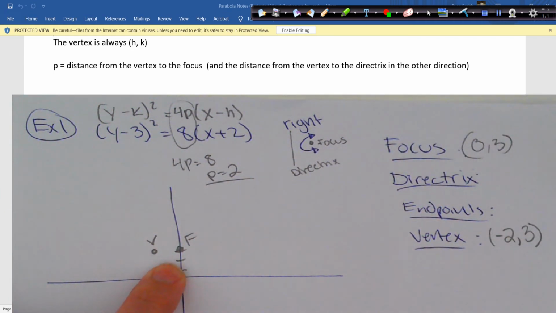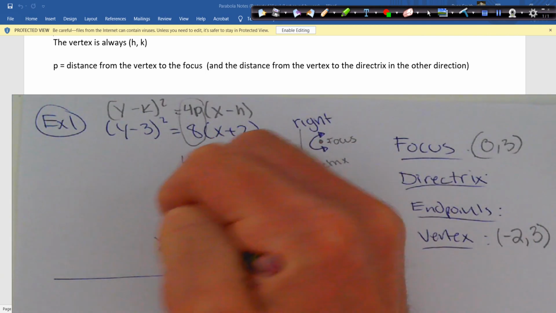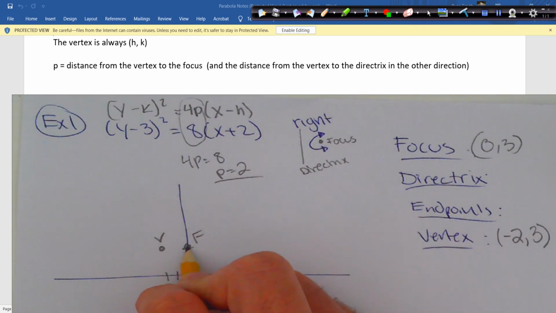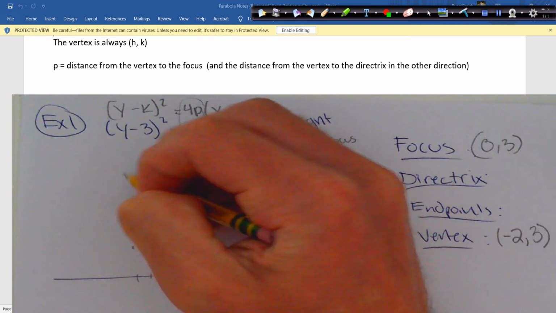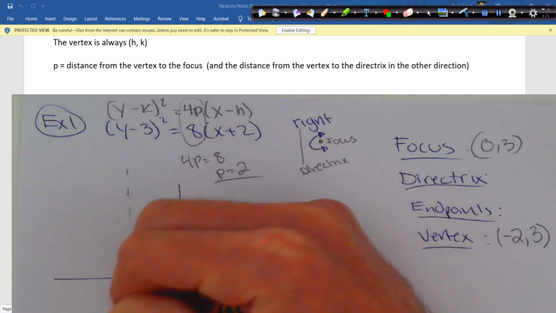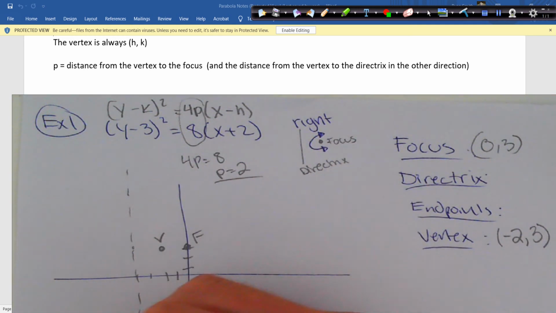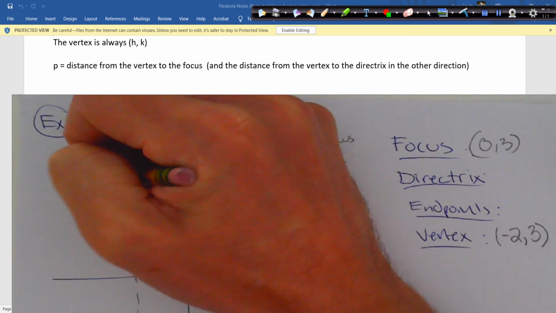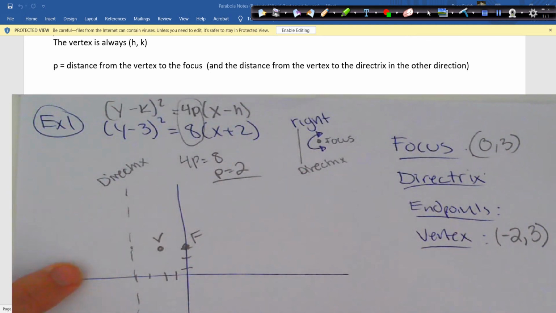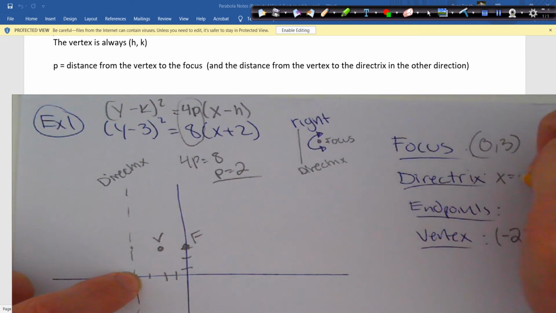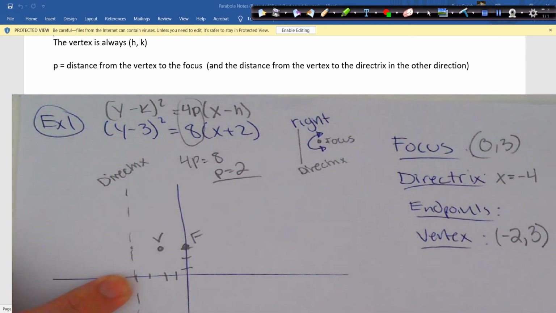And then 2 units behind it, so if the focus is to the right, because it opens to the right, the directrix is going to be behind it, 2 units back here, and the directrix is a line. Since this is an up and down line, it's hitting the x-axis at x = -4. So the directrix is a line, so we're going to write x = -4. You always have to write a line, don't just write -4.